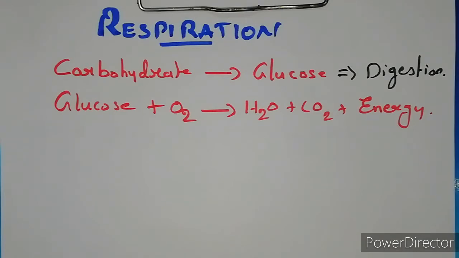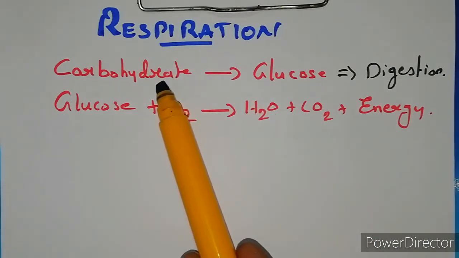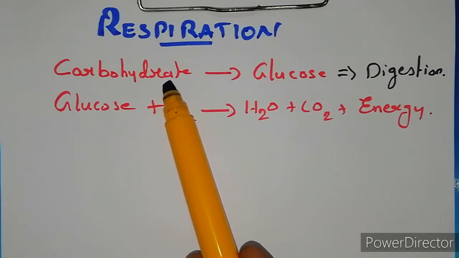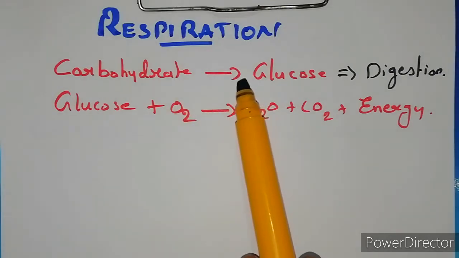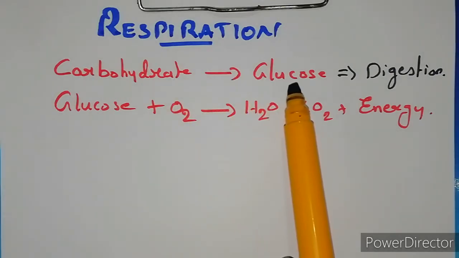The previous topic we discussed was digestion, right? Could you say what is digestion? Digestion is the process where the complex molecule becomes its own simplest molecules. For example, carbohydrate is a complex molecule, and during digestion, the carbohydrate will become its own simplest molecule, glucose.